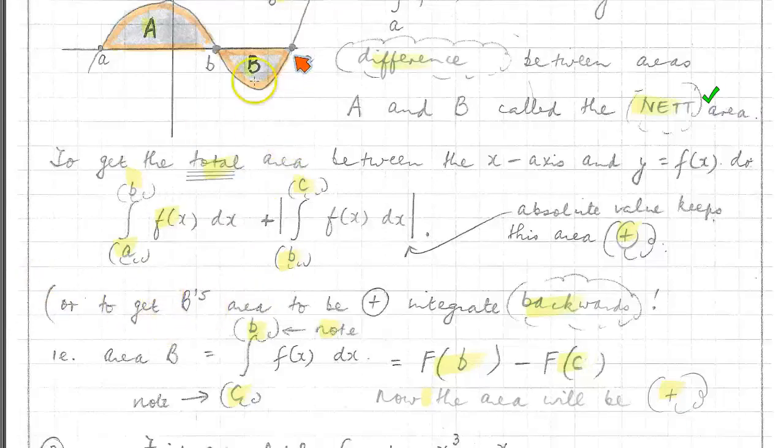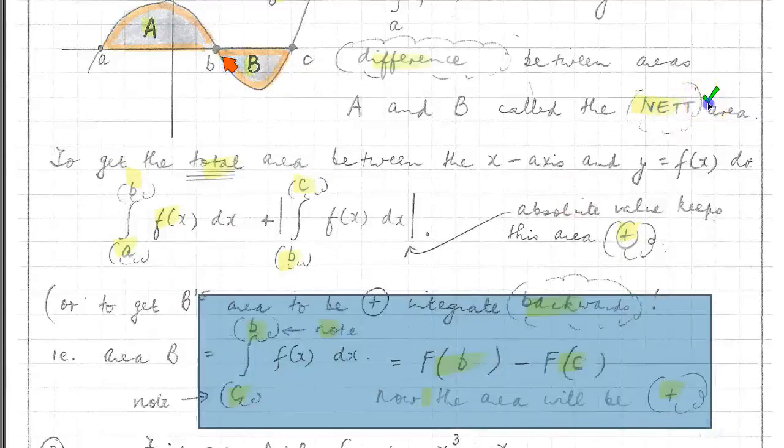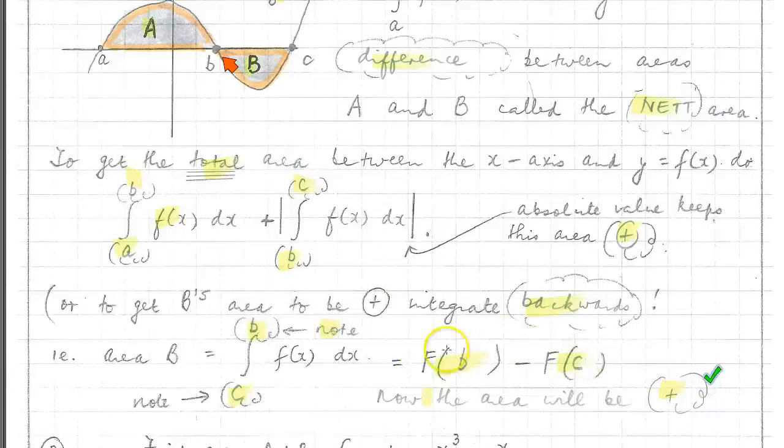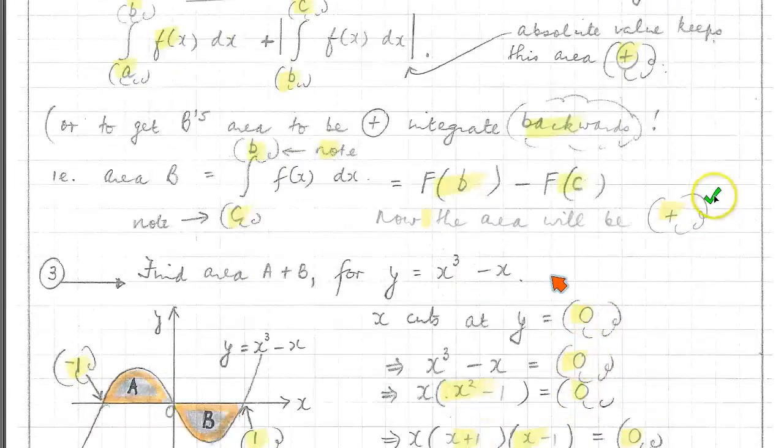Instead of integrating from B to C, putting the B on the bottom and the C on the top of the integral sign, you put the C on the bottom and the B on the top, and that subtraction will make it positive. I hope you understand that. That'll be f of b minus f of c, and now the area will be positive. So you could have added the area A to the area B like that, where you do the second integral back to front.